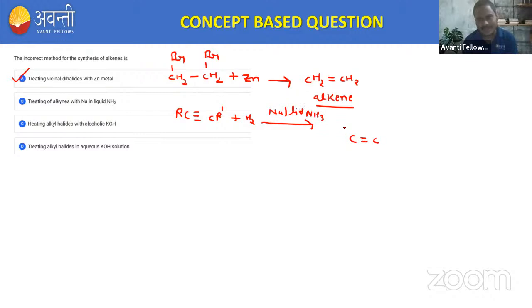This is C double bond C, and here we have R, here we have R dash, here we have H, here we have H. So in this also you'll get the alkene. So this is also correct.